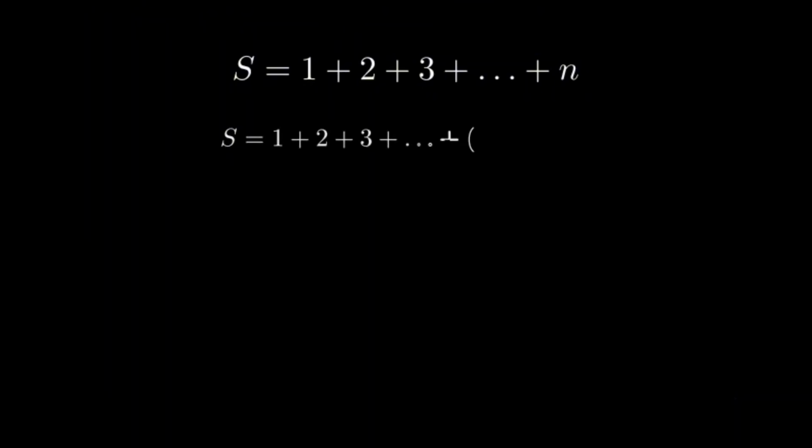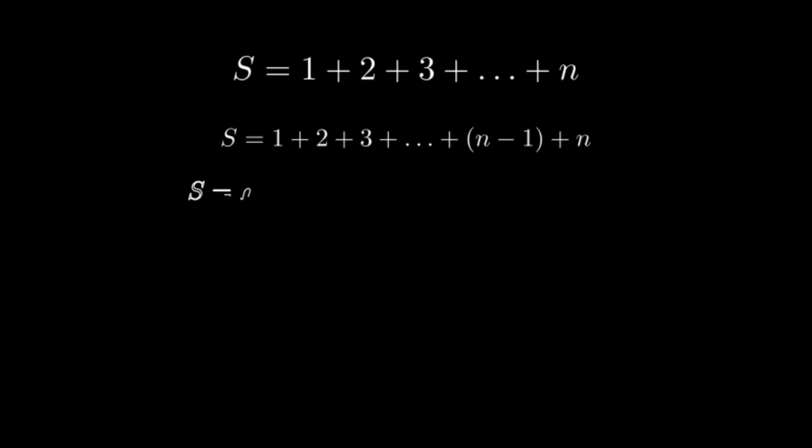Let's derive the formula for the sum of the first n natural numbers. We want to find a simple way to calculate 1 plus 2 plus 3 and so on, all the way up to any number n. There's a clever approach we can use to find this sum without adding all the numbers individually. We'll write the sum in two different ways and then combine them.